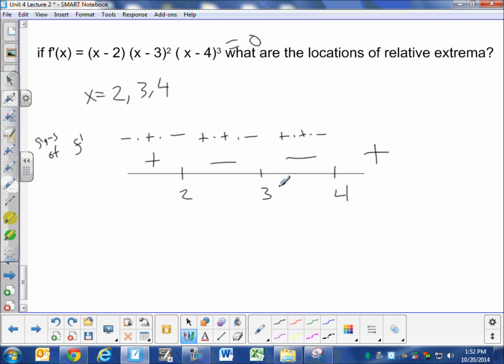So at 3, we are going from decreasing to decreasing. 3 would not be a relative extrema. 3 would be just one of those interesting points where your graph is decreasing, flattens out, and then keeps decreasing right here. So that would be the critical point. However, it is not a relative extrema. So this would be the location of a max. This is the location of a min.